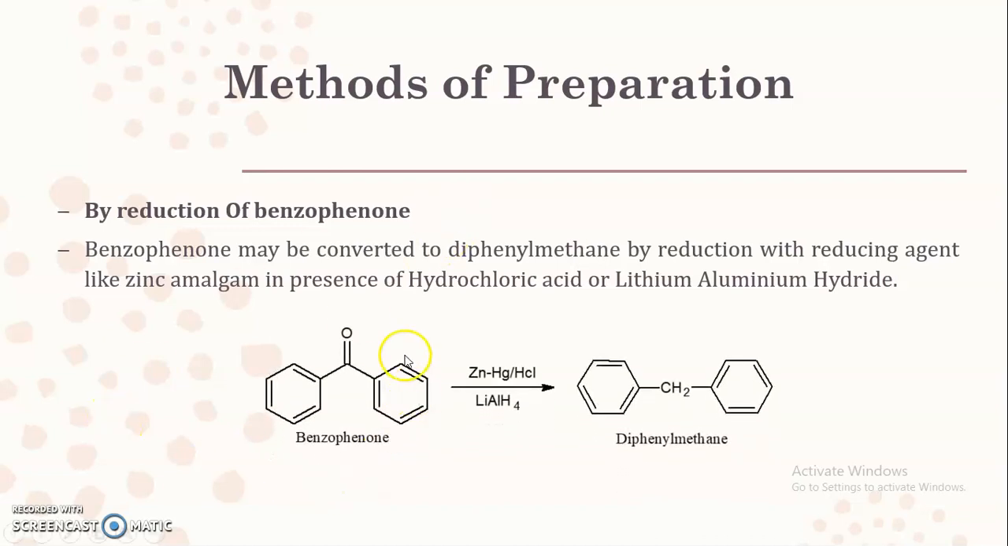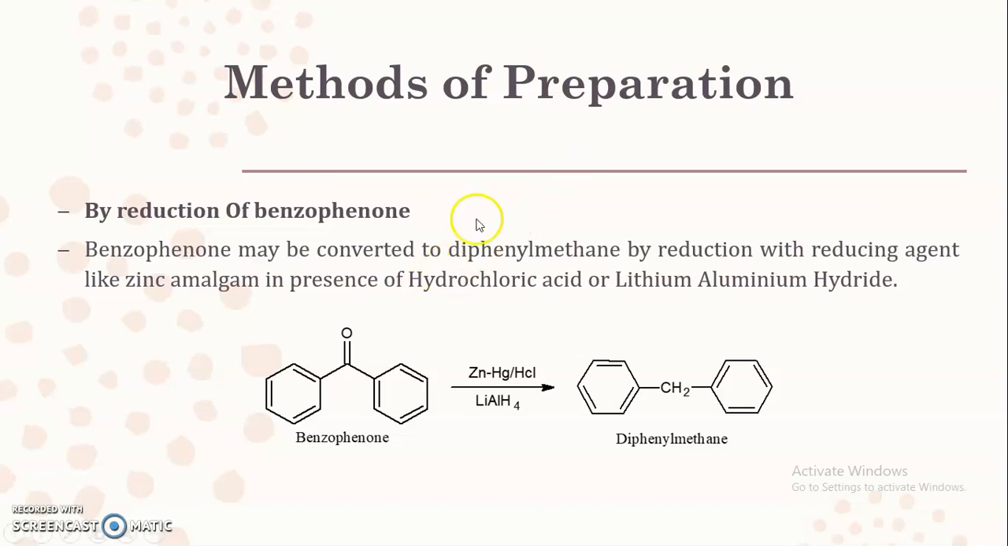Now here you can see the structure of benzophenone, in which the ketone functional group, that is the carbonyl functional group, is sandwiched between the phenyl rings. Here there is a presence of the carbonyl group between two phenyl rings, and in the case of diphenyl methane there is a presence of this CH2 group. What we have to do is carry out the reduction of this carbonyl group. Selective reduction needs to be carried out, which leads to the formation of the alkyl group, that is, the methane group is formed.